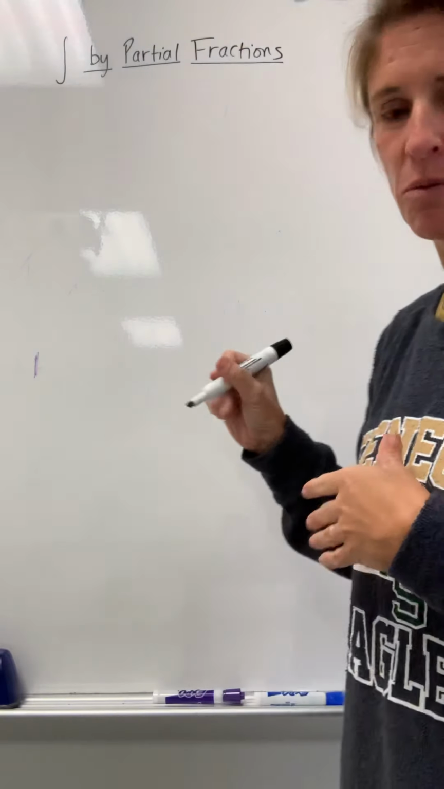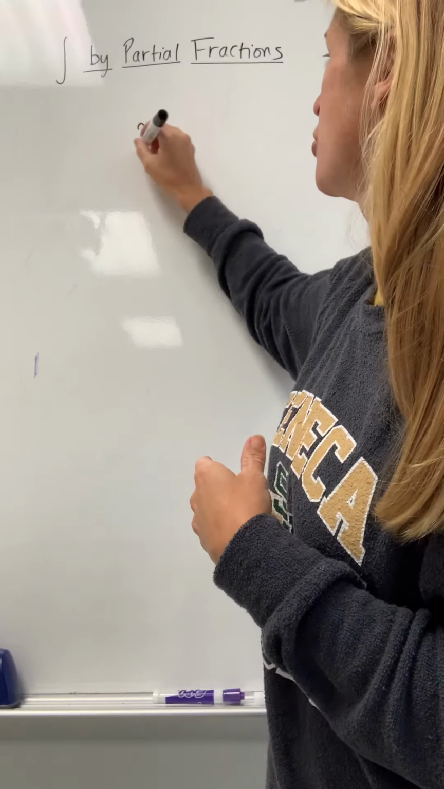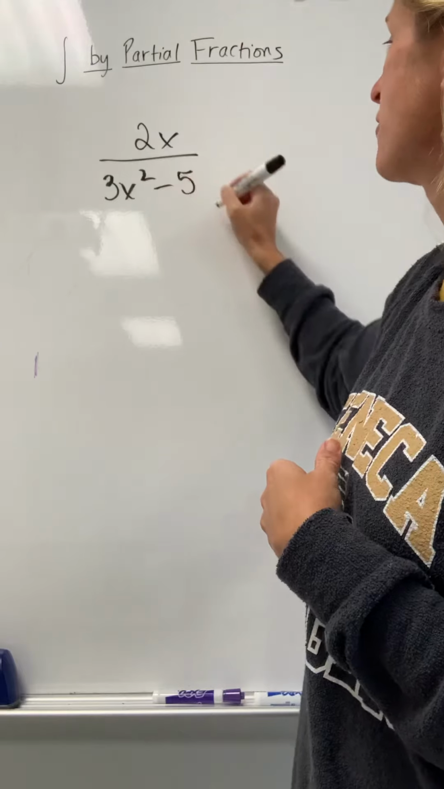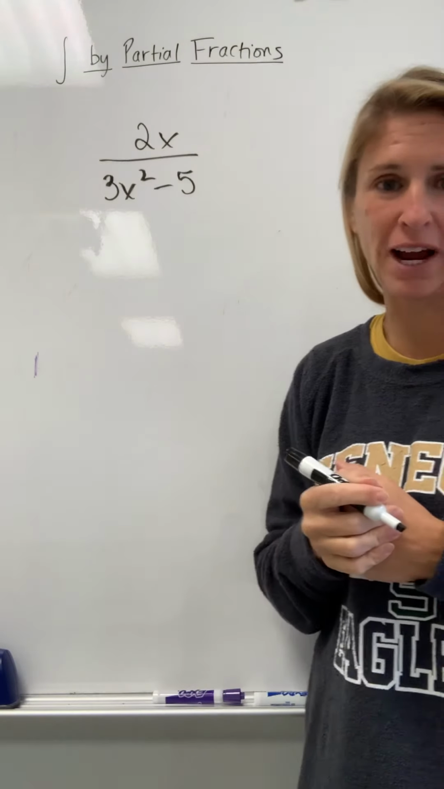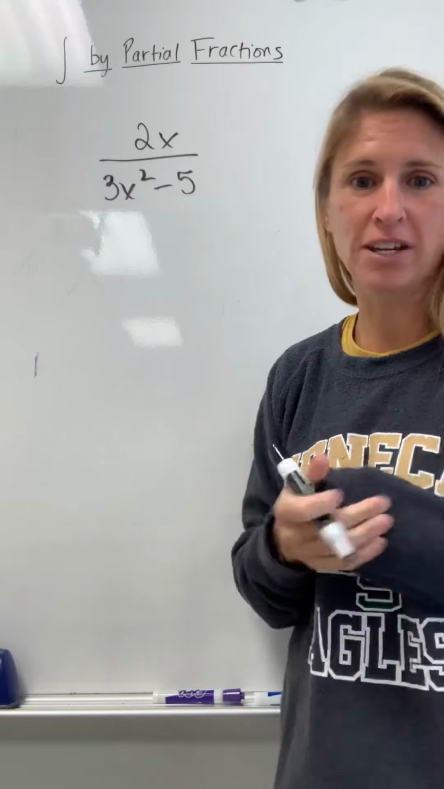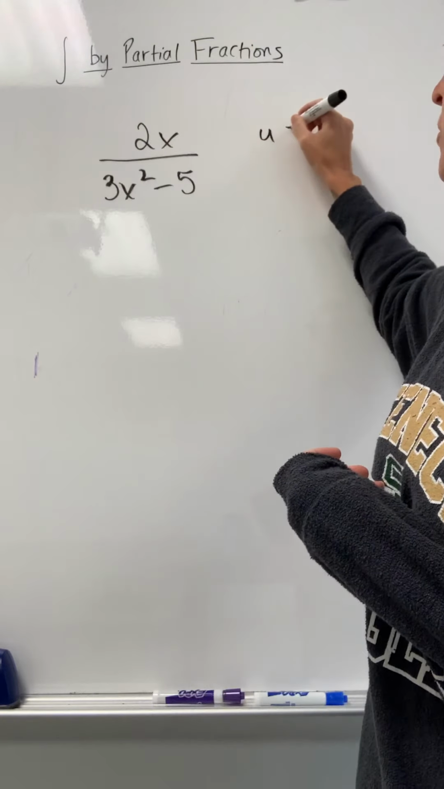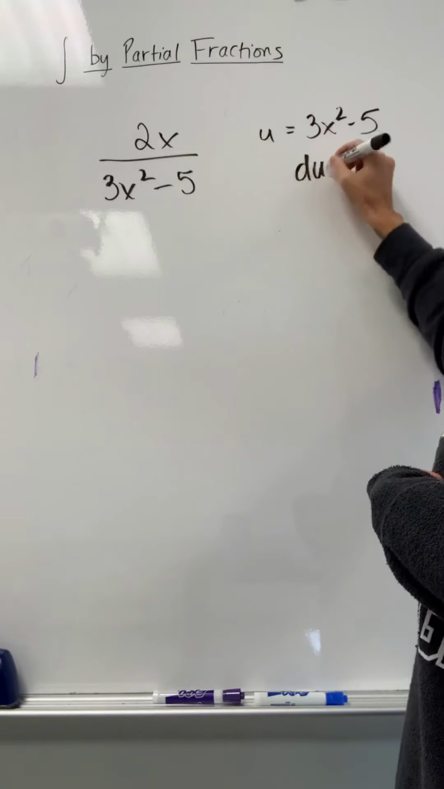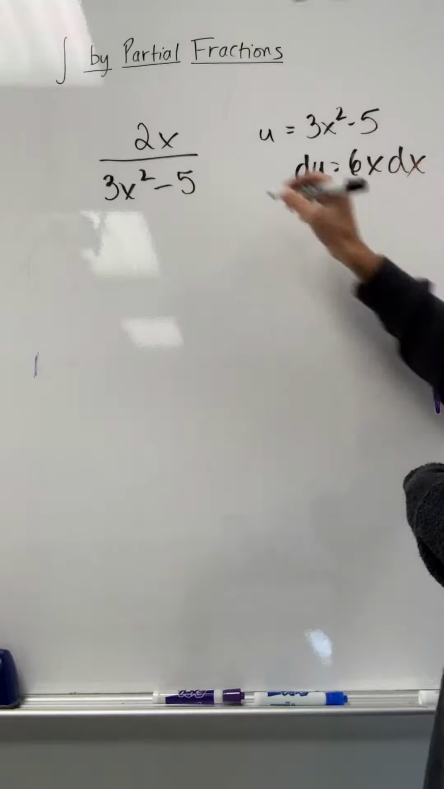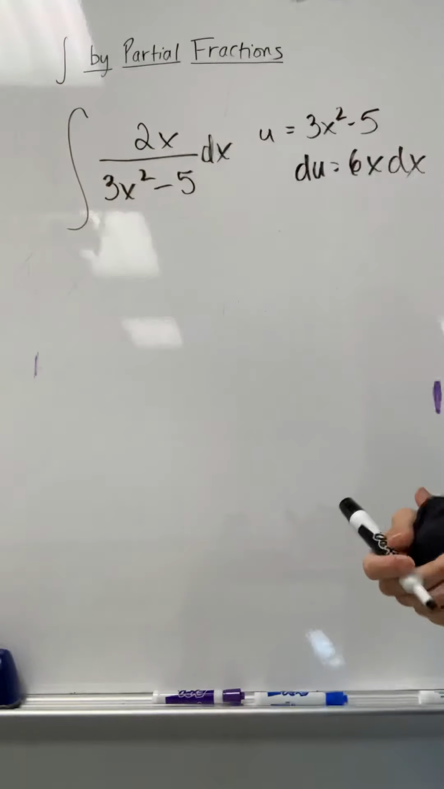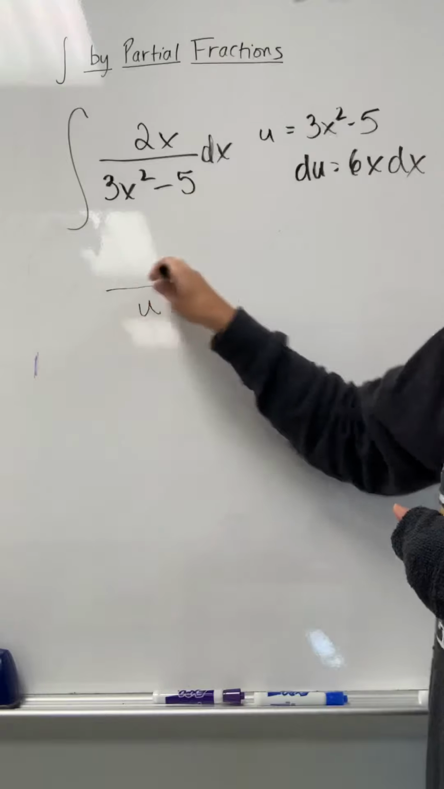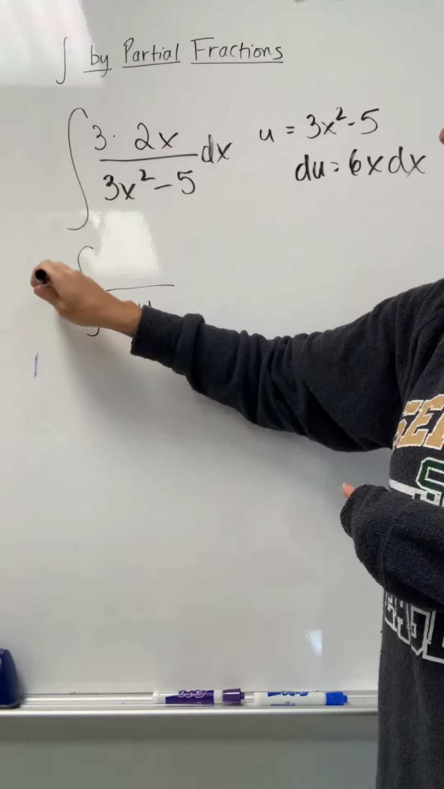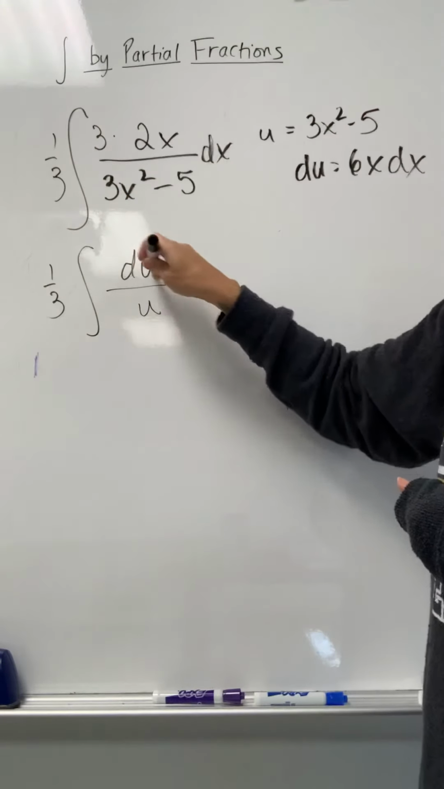So let me start with saying if I had 2x over 3x squared minus 5, this would not be a partial fractions problem because this would be your regular substitution. I could let u equal 3x squared minus 5. And then du would be 6x dx. And then I'd have my bottom to be a u, and my top isn't quite 6x, but if I multiply by a 3 and a 1/3, I'm all set.